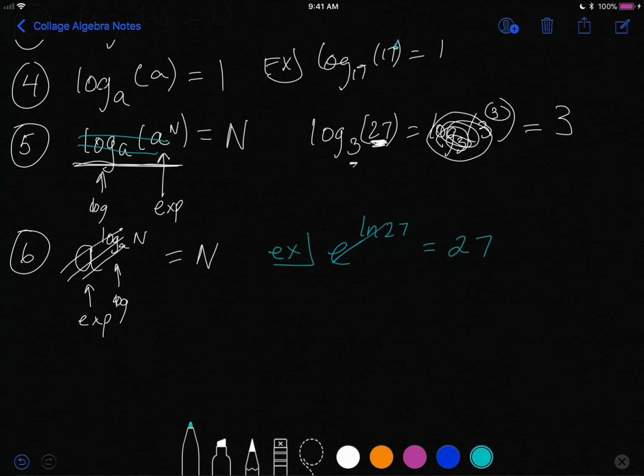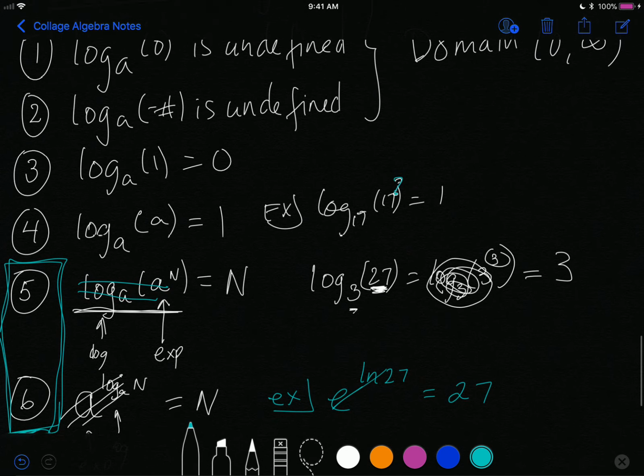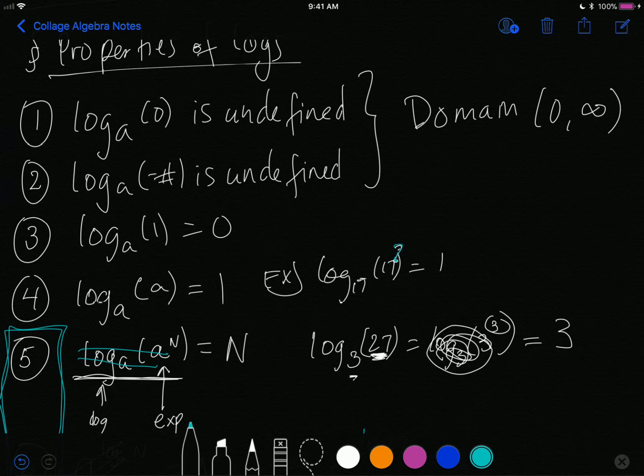Alright, so those are our 5 properties. The last 2 in particular are very important. So you definitely need to know the last 2. But the other ones are really shortcuts, again, answers quickly for logarithms.